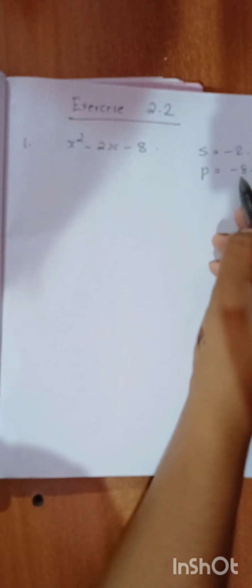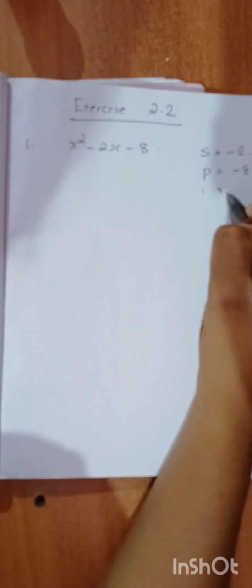Then you have to find the factors of minus 8, and the numbers 1 and 8, 1 into 8 is 8. And what about the sign? Here the product is negative, means one of the numbers here is negative. You have to check whether the sum is negative. If the sum has a negative sign, that means the bigger number will have the negative sign. So 1 minus 8 is not minus 2. This condition is not okay.